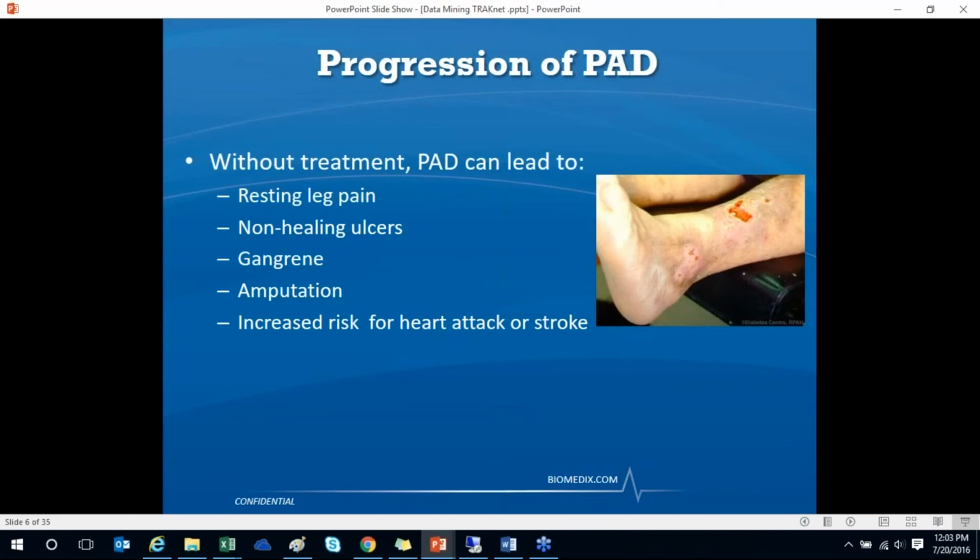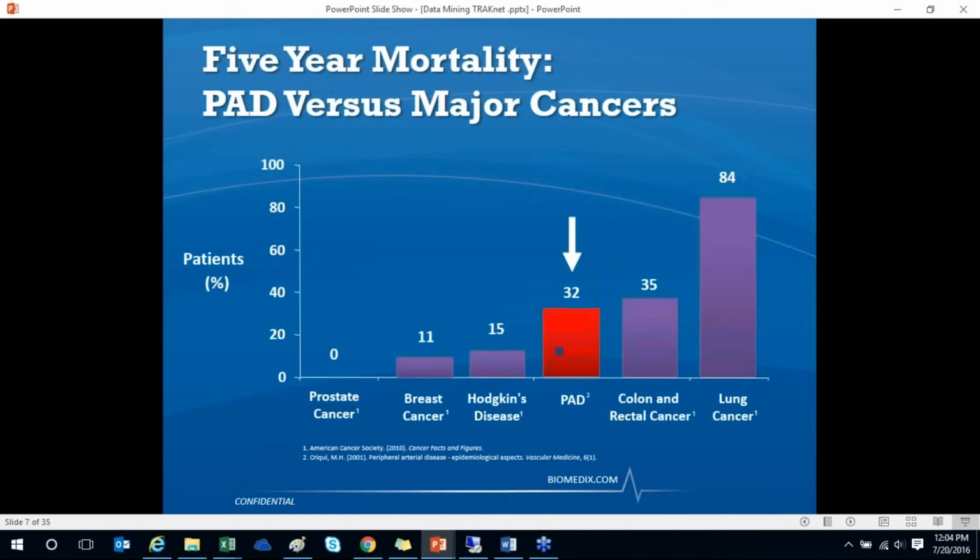Without treatment and early intervention, peripheral arterial disease can lead to the following conditions: resting leg pain, non-healing ulcers, gangrene, amputation, and an increased risk for heart attack or stroke. In terms of 5-year mortality, patients with PAD have a lower survival rate than patients with breast cancer or Hodgkin's disease. In fact, cardiovascular disease accounts for more deaths than cancer, infection, and trauma combined.